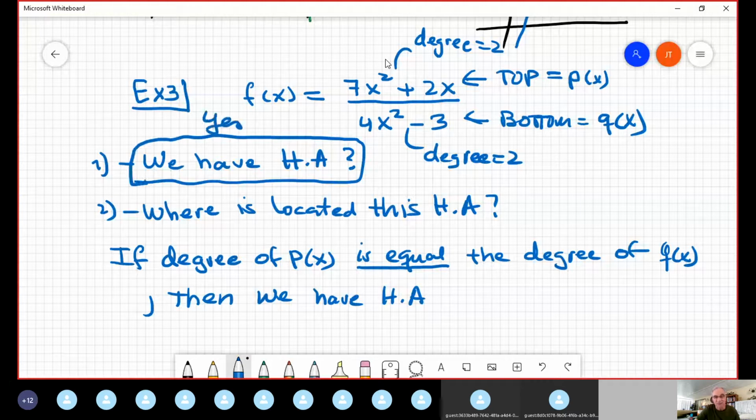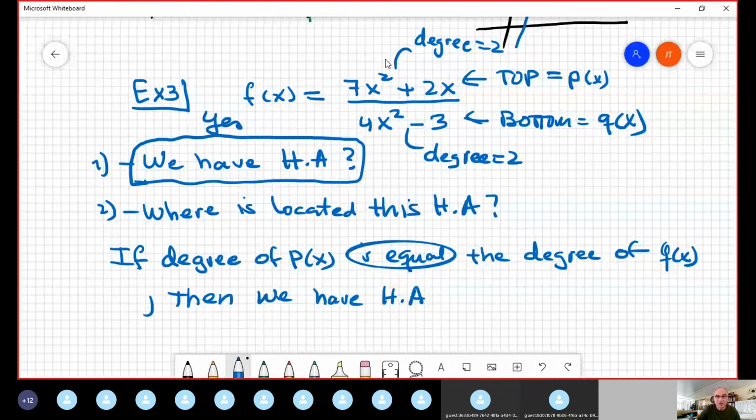Otherwise, let's see after, because we have a special case. But in general, if the degree is the same, equal. Another example is suppose 3 and 3, or 4 and 4. Yes, the answer is yes, we have one. Where is the second question? Where is the horizontal asymptote located?